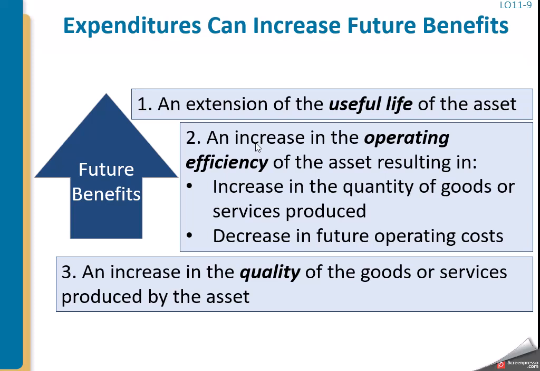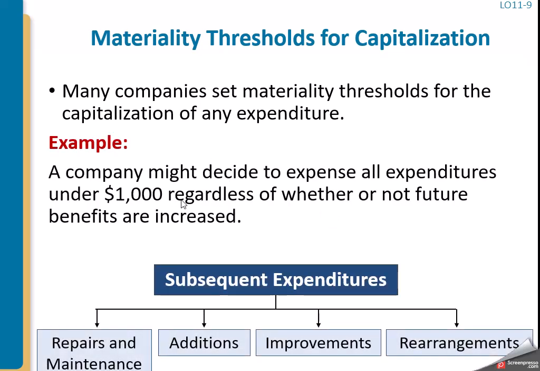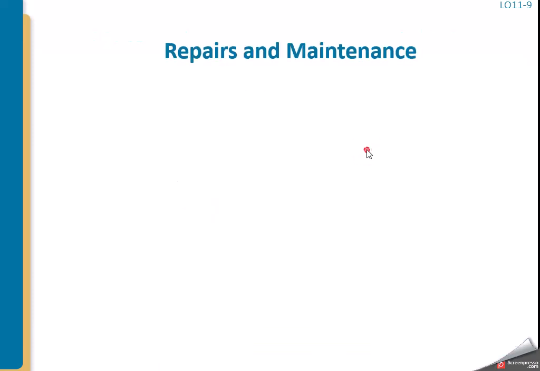If they can impact our future benefits, then we could increase our useful life, and if they increase the useful life, then we could charge that out as an asset. If it makes us more efficient by increasing the quantity that we produce or decreasing cost, then we can capitalize it, or if it's going to increase the quality. But a lot of times companies will say, if it's under $1,000, we're going to expense it because it's not worth having a ton of these minor assets on our books. So, again, there's always a materiality.